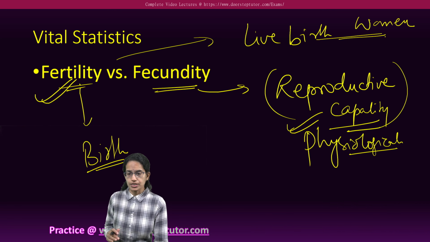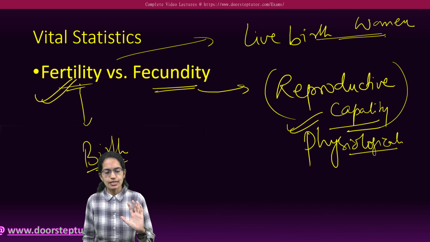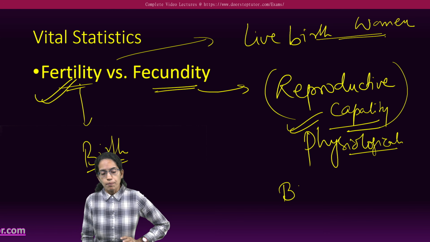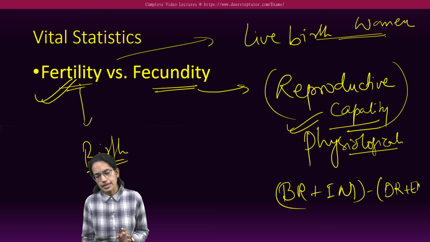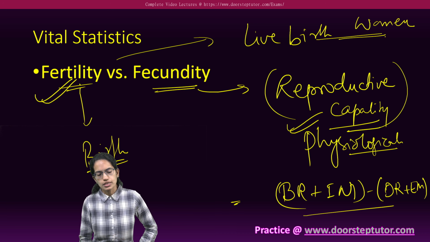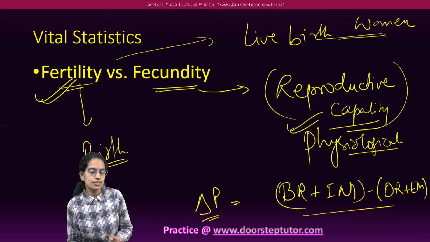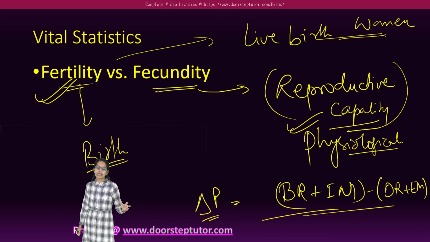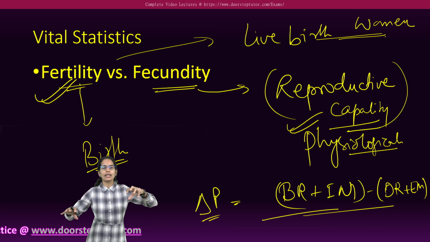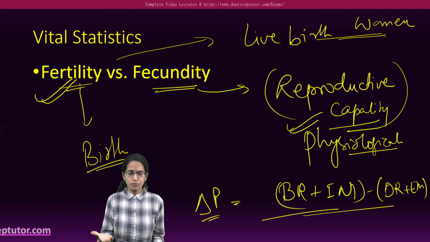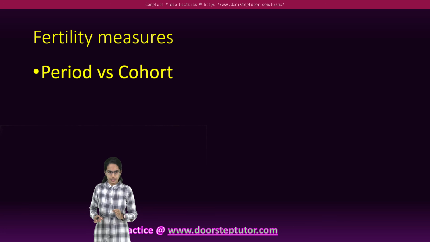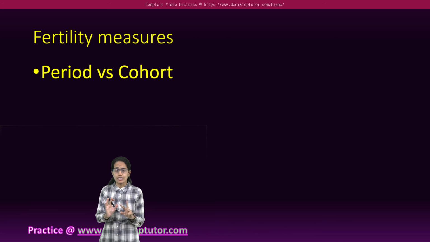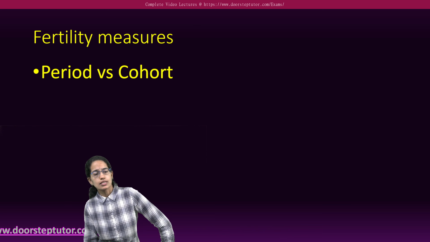Now, when we talk about demography, as we had mentioned, birth rate plus in-migration, minus the death rate plus out-migration would be equal to the change in the population. And if this change in the population is stable, then I can say the birth rate equals the death rate, the in-migration equals the out-migration, in very simple terms. Now this fertility could be measured by various parameters. There are two major classifications that we would understand in this lecture.